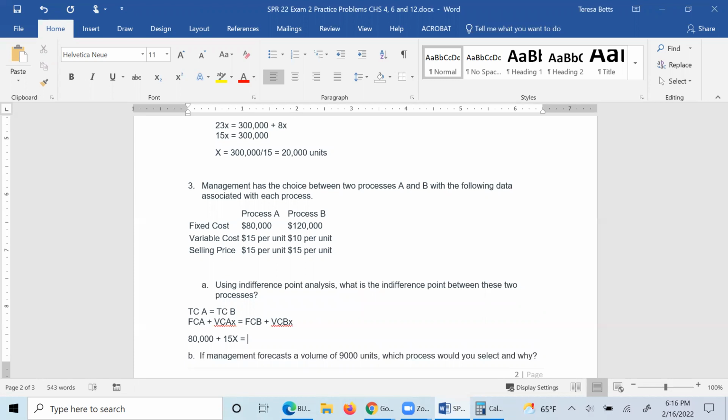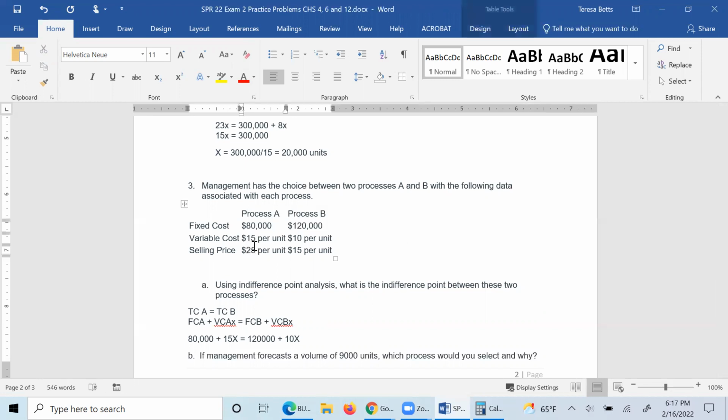And our fixed costs of B are going to be 120,000 plus our variable costs of B are going to be 10X. Yeah, so I need to make a quick adjustment here to the problem because that won't make any sense. This is what happens when you make up your own problems. You realize if I have a variable cost of $15 per unit on every unit, having a selling price of $25 doesn't make a lot of sense. Okay. All right.